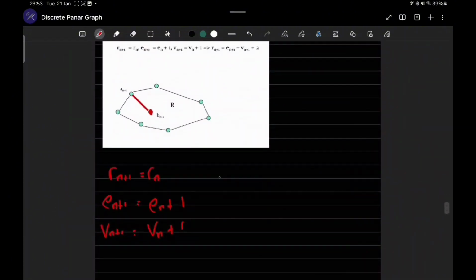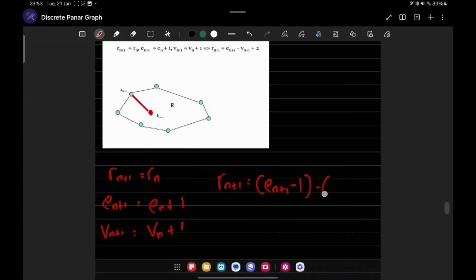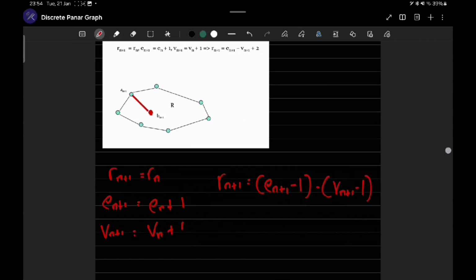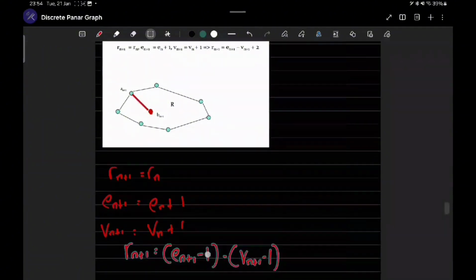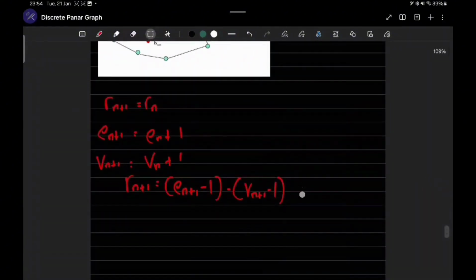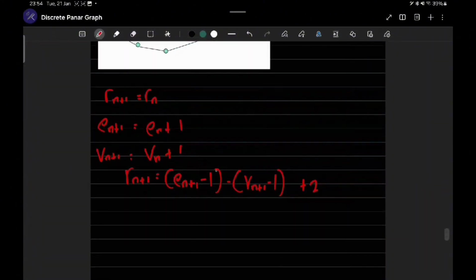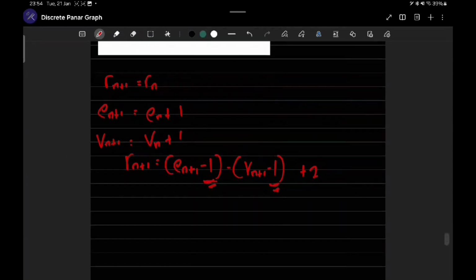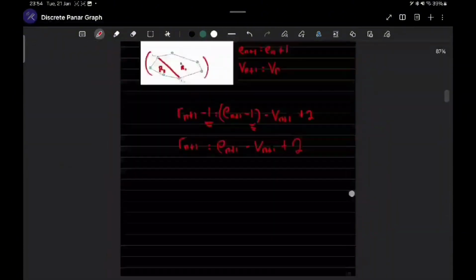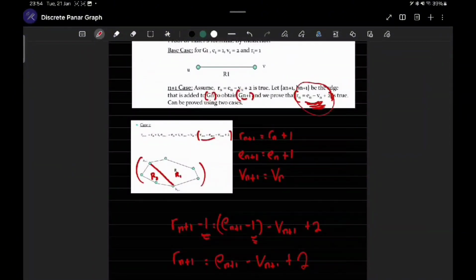So just apply it to the formula, which is Rn plus 1 equals bracket Vn plus 1 minus 1, and plus 2. Thus the negative here and here cancel each other out. We get Rn plus 1 equals En plus 1 minus Vn plus 1 plus 2. Thus we get the formula back, same right here.